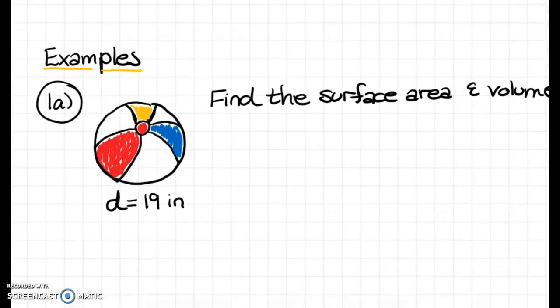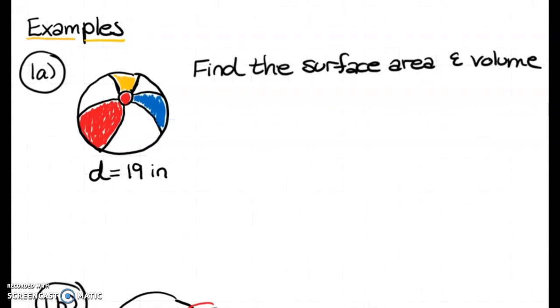Okay, so let's work through a couple of problems. This is very similar to problem number 1A on your worksheet. It says find the surface area and the volume of this ball, and this is a beach ball. So for both formulas, I need the radius, but they didn't give me the radius. They gave me the diameter. So I need to divide this in half to find the radius.